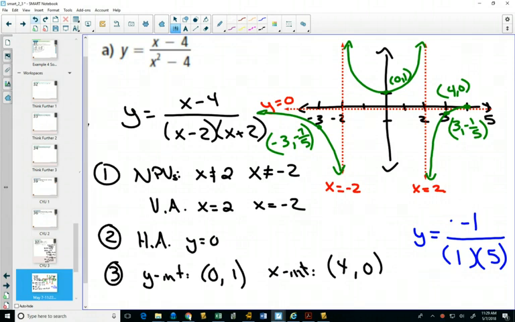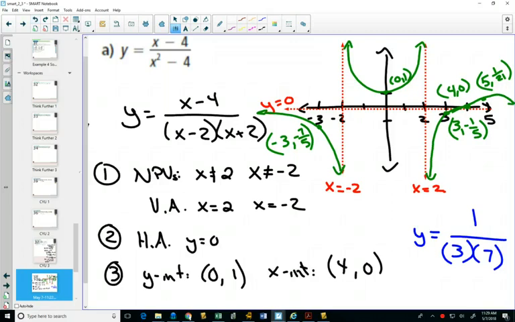And I'm going to plug in 5 to find out sometimes at that point 4, 0, it could have bounced off the x-intercept, or it could go above the x-intercept. So if I plug in 5, 5 minus 4 is 1, 5 minus 2 is 3, 5 plus 2 is 7. I do get a positive number. That means this graph is going up, and it might go up a little bit further, but then it's going to come back and head towards our asymptote.